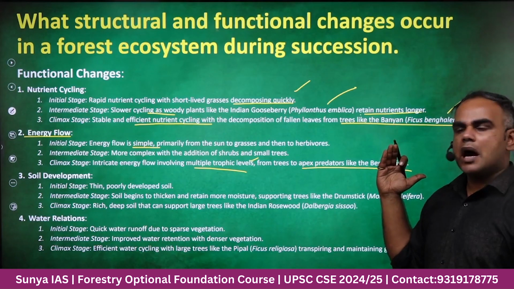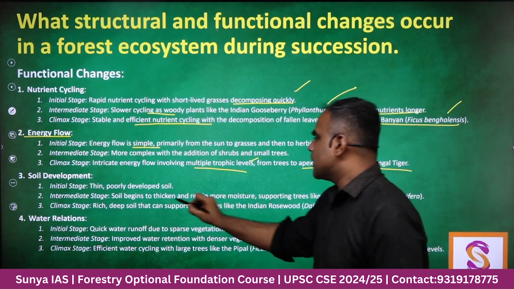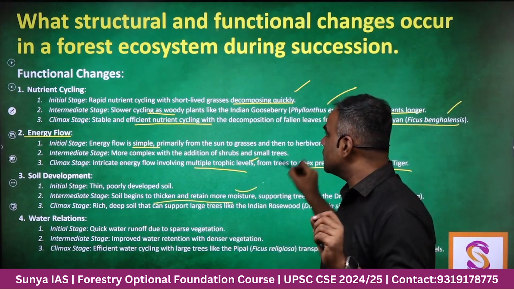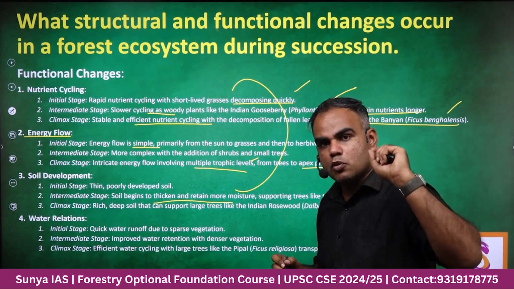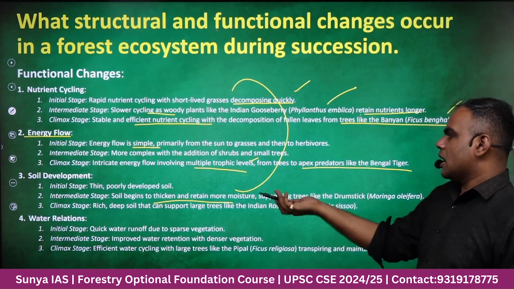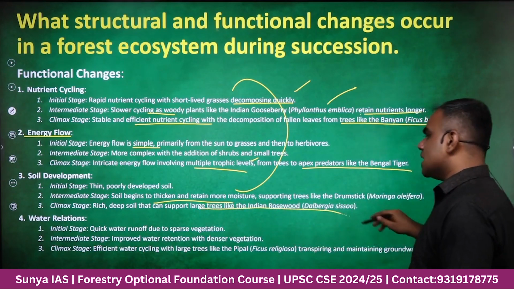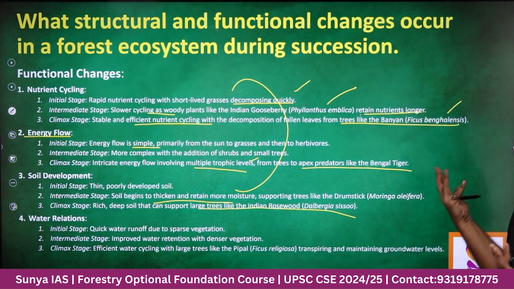How does soil development happen? Again, thin and poorly developed soil begins to thicken. Link this with the falling leaf litter, vegetation, more growth, decomposition, adding more nutrients to the soil. And again, at the climax stage, it has rich, deep soil which can support trees like the Indian rosewood. Again, this is very logical to understand.